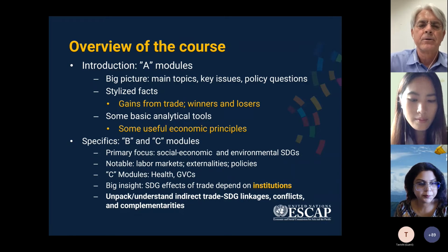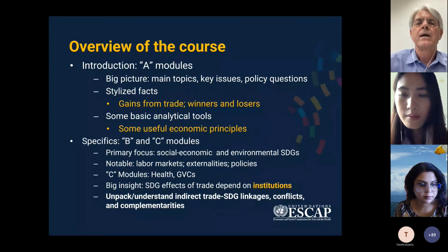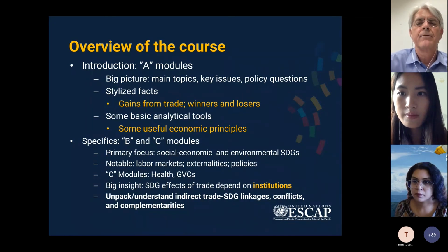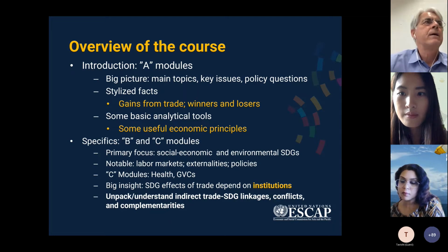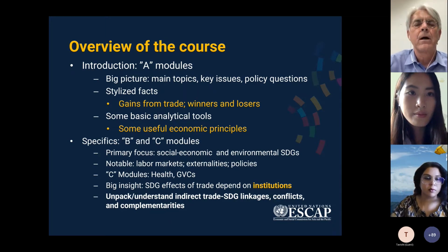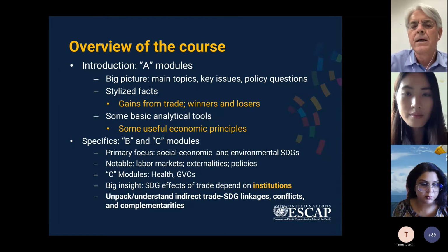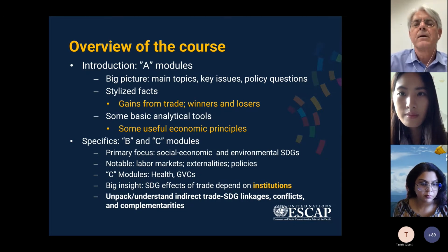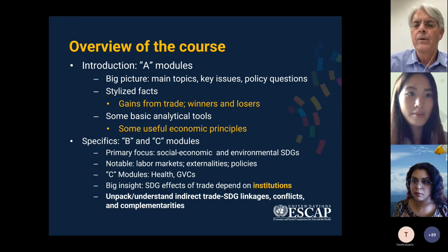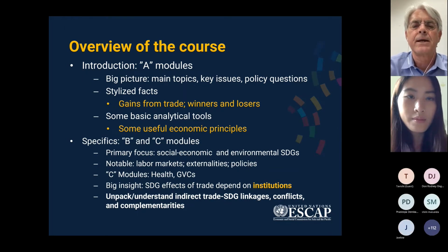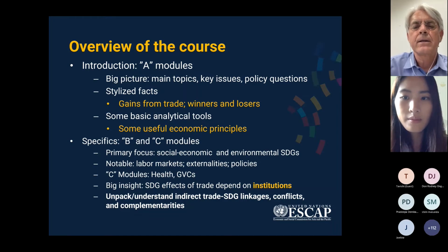So the B and C modules engage with a number of different topics. Their primary focus, at least in the B modules, are the social and economic and environmental SDGs. And within this, we focus a lot on the operation of labor markets. And then for environmental purposes, we spend a lot of time looking at environmental externalities. We also examine policies in some detail. The two C modules deal with health and with global value chains.